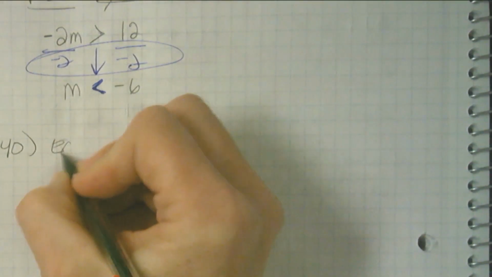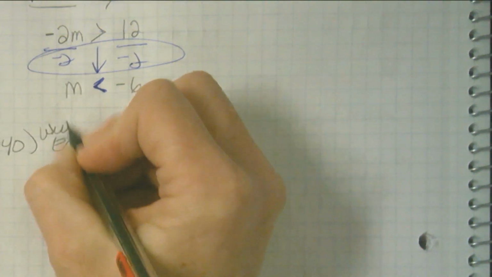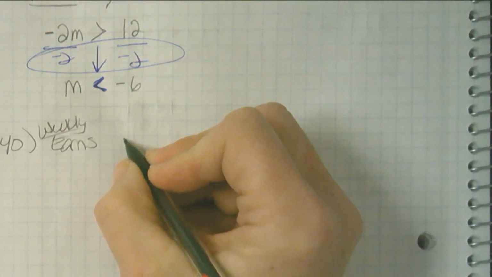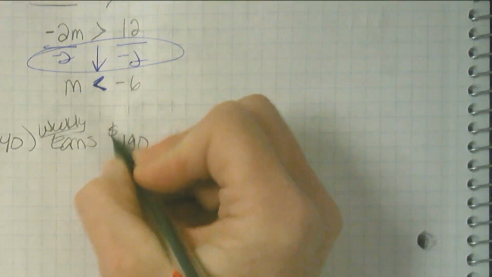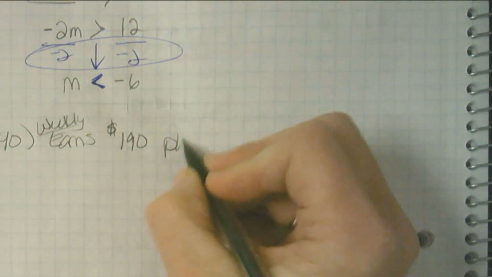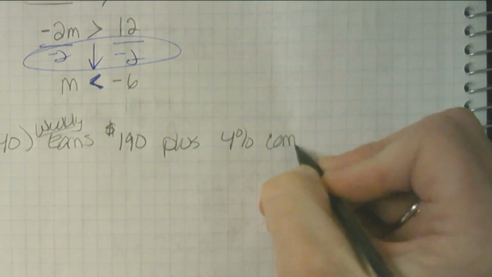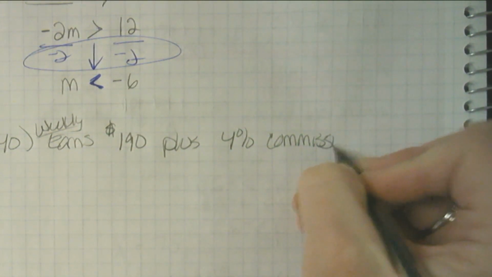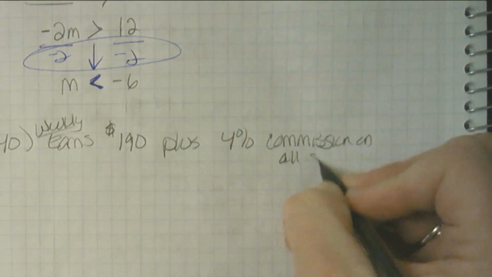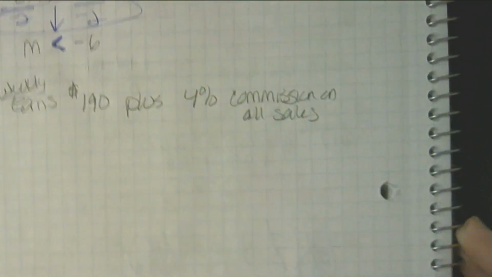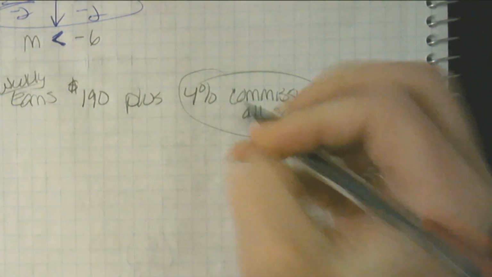Who asked me for 40? Chris? Yes? Okay. Trent sells electronic supplies. Each week he earns, so he earns, this is weekly, $190 plus 4% commission on all sales. All right, so let's remember what commission means.